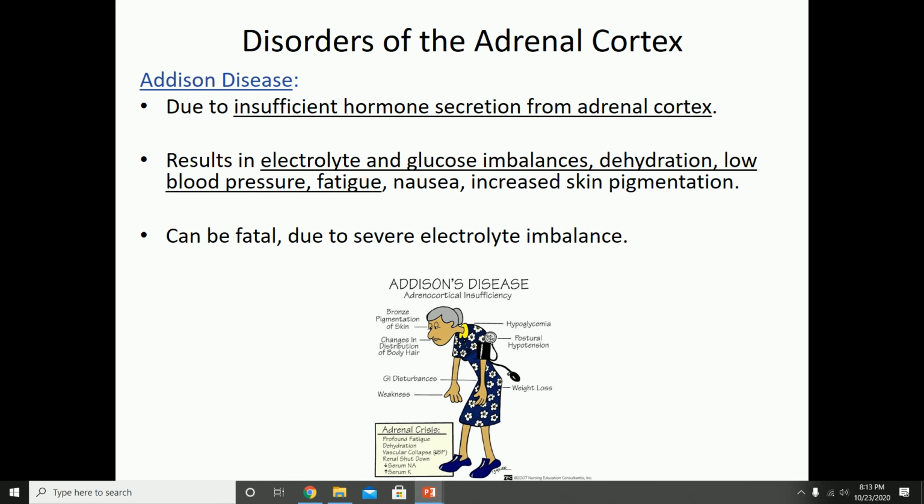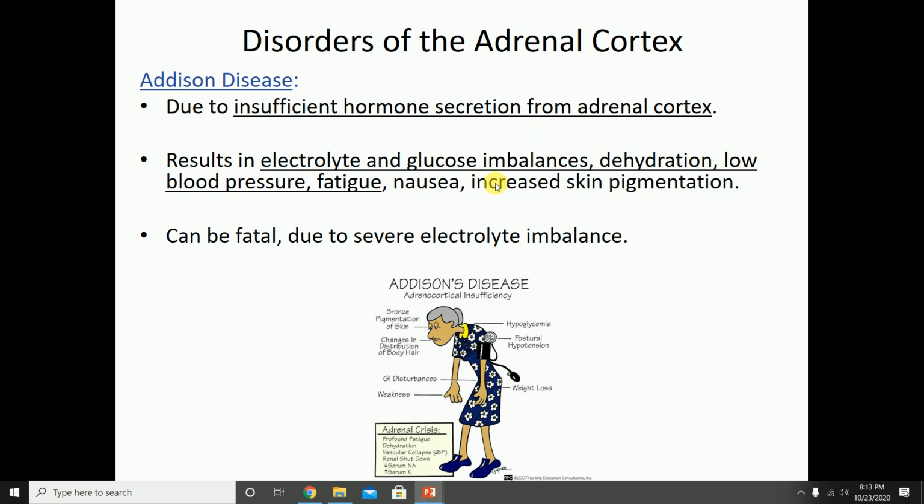For the disorders of the adrenal cortex, if there is not enough aldosterone being made, that is a condition known as Addison's disease. So it's due to the insufficient hormone secretion from the adrenal cortex. And you can see here some of the signs and symptoms. So it leads to electrolyte and glucose imbalances, dehydration, low blood pressure, especially known as postural hypotension, where their blood pressure is fine when they're sitting, but when they stand up, the blood pressure goes down.